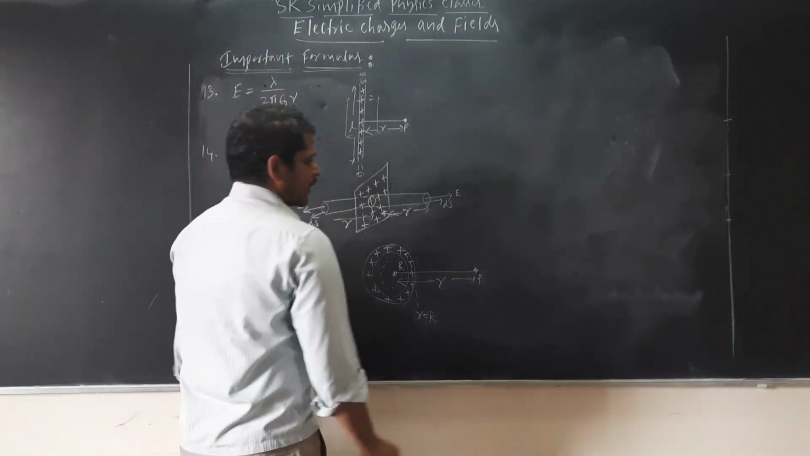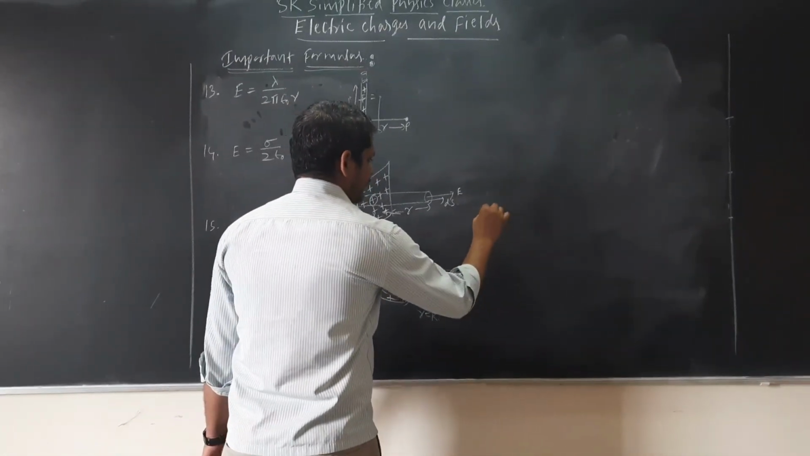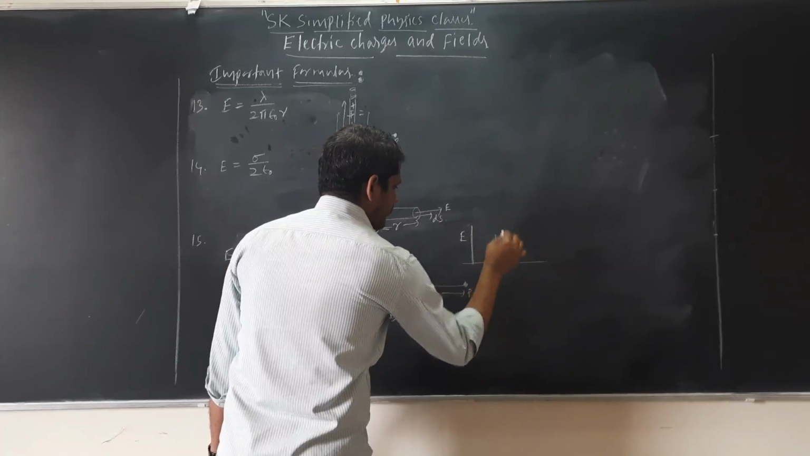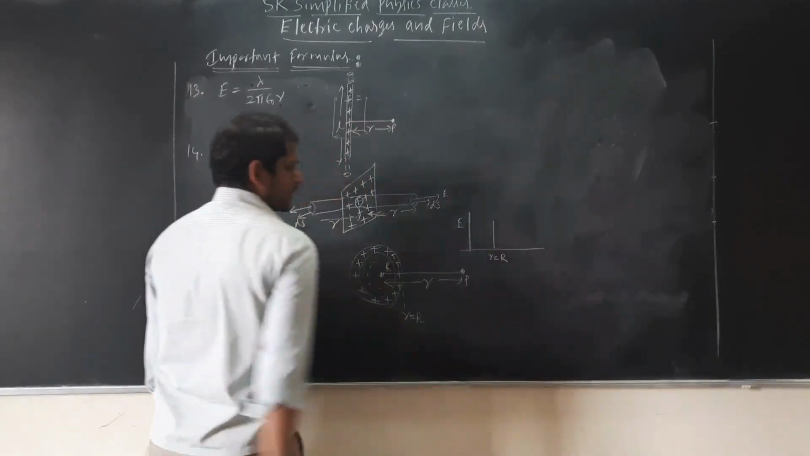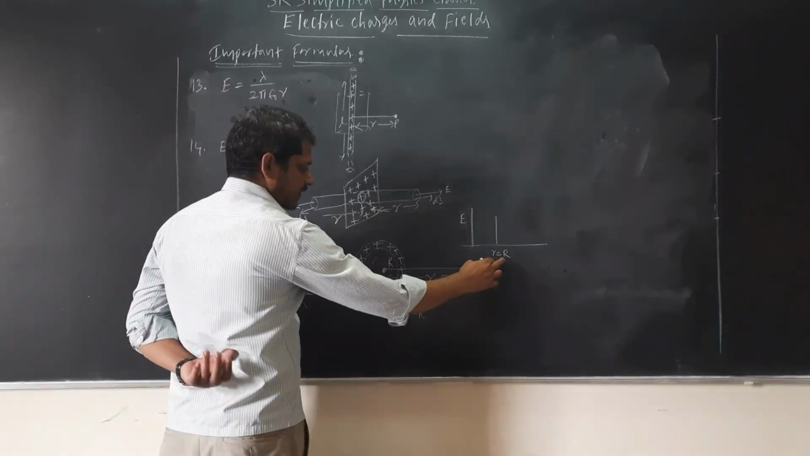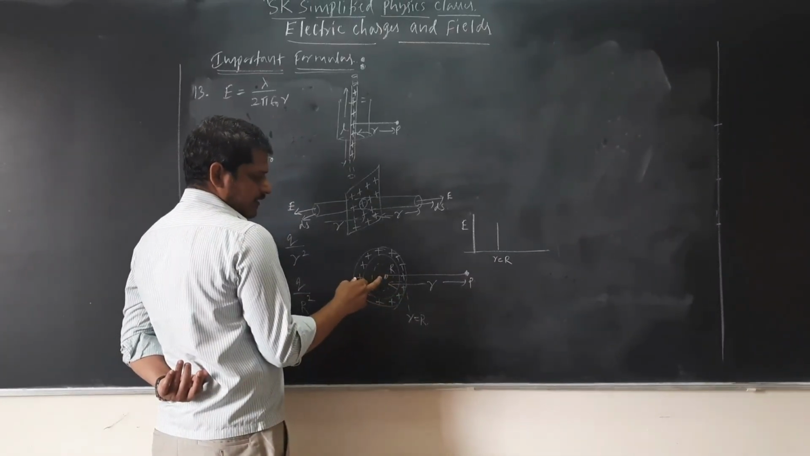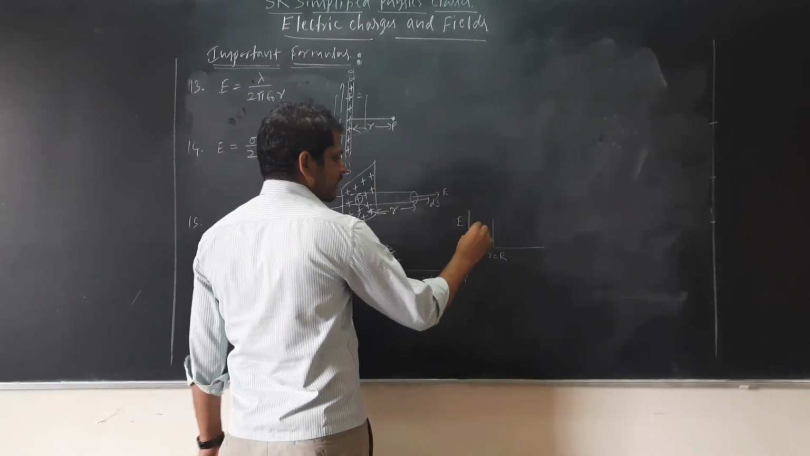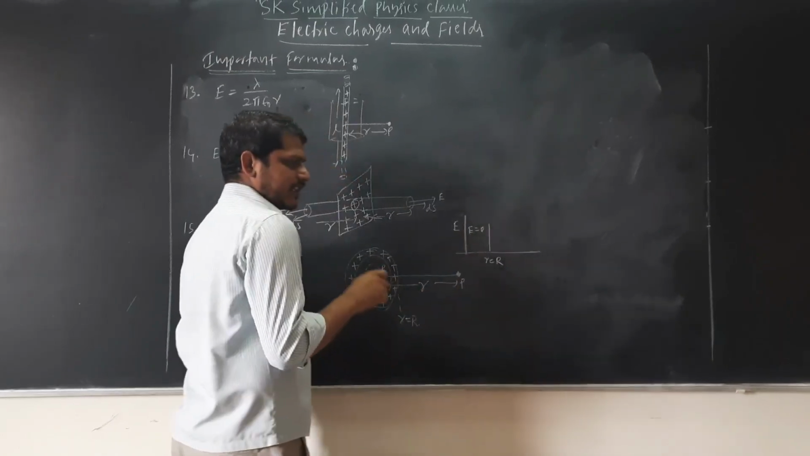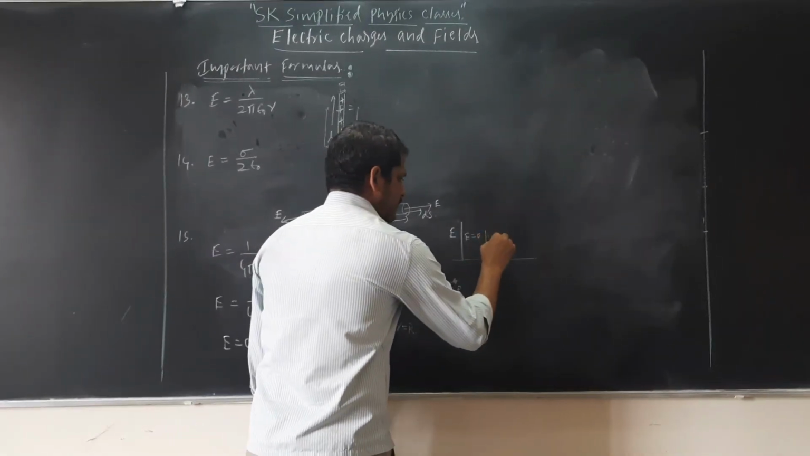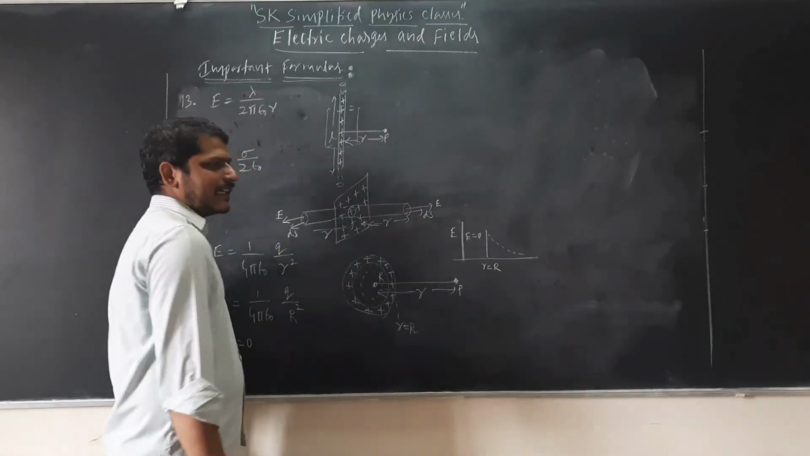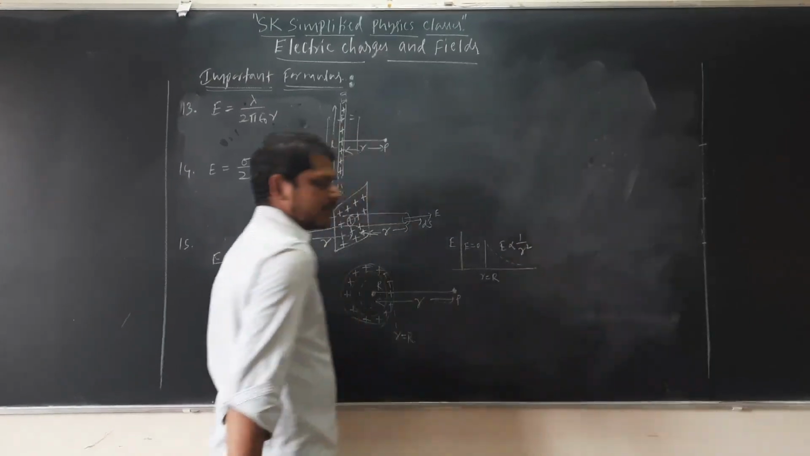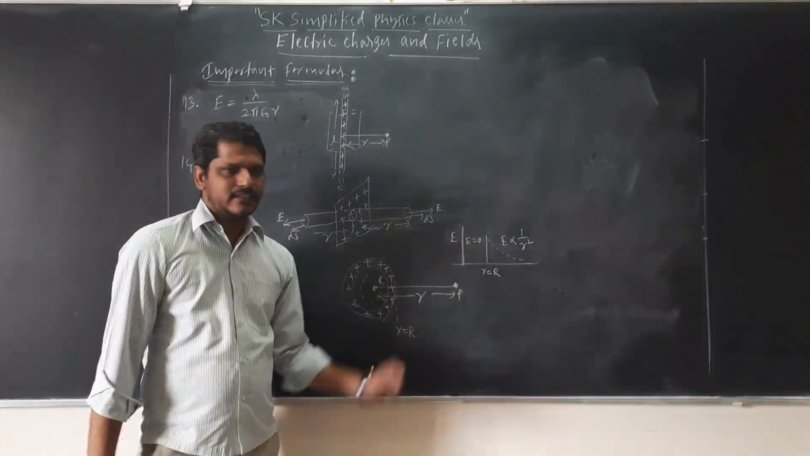We can graphically represent the electric field with respect to distance. This is the distance equal to the radius of the spherical shell at the surface. This is the inner surface and this is the outer surface. At the inner surface, the electric field is equal to 0. At the outer surface, the electric field decreases because it is inversely proportional to the square of the distance.